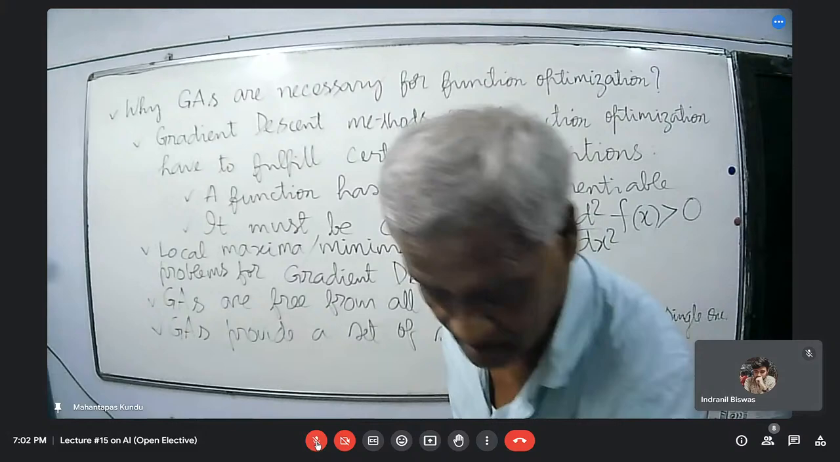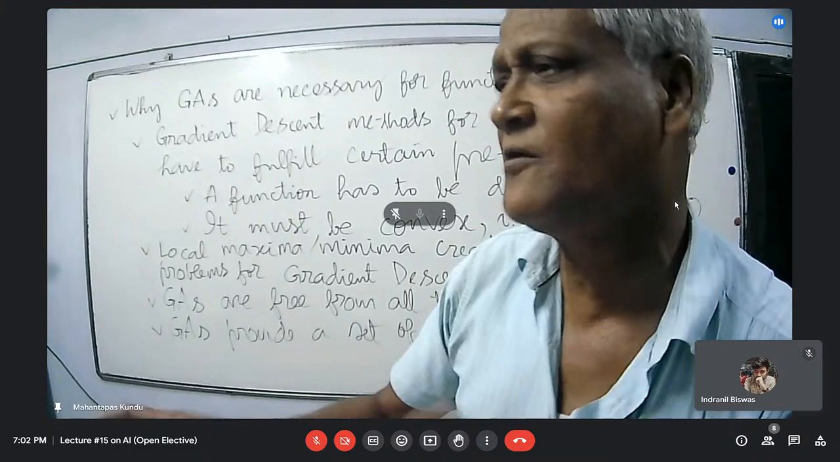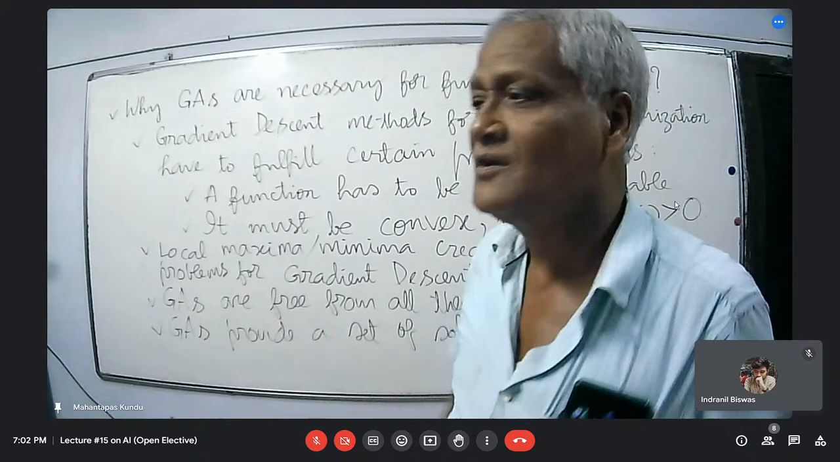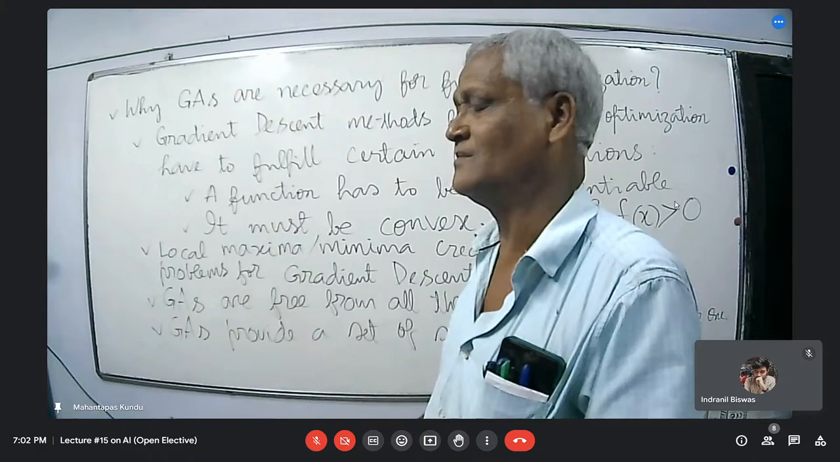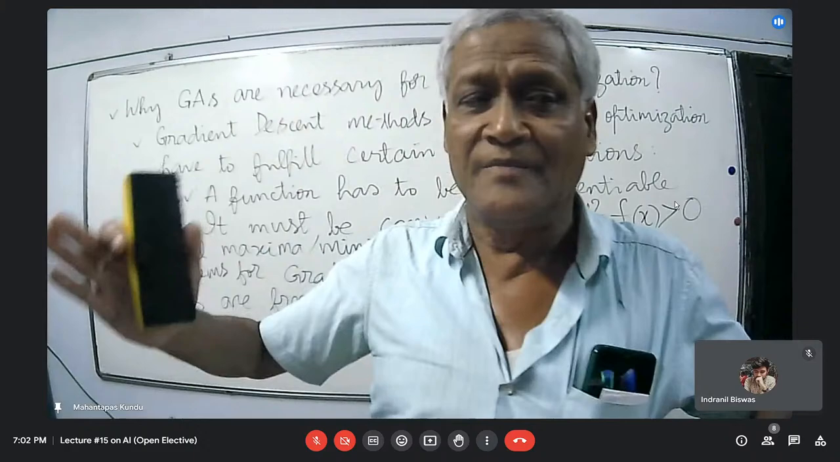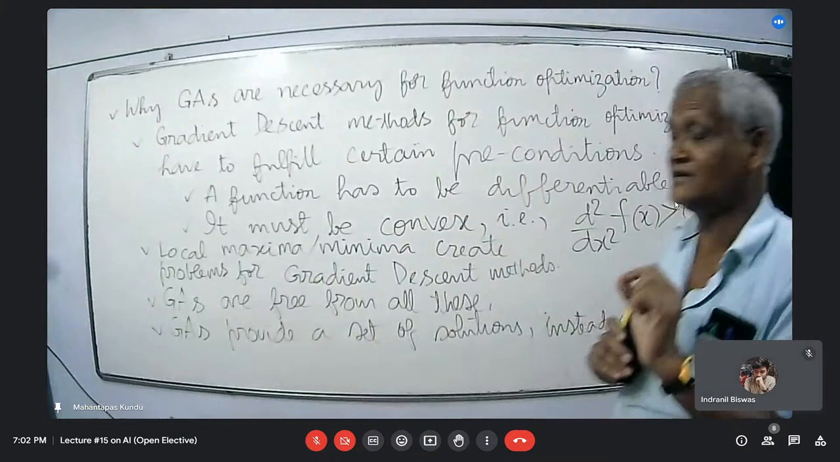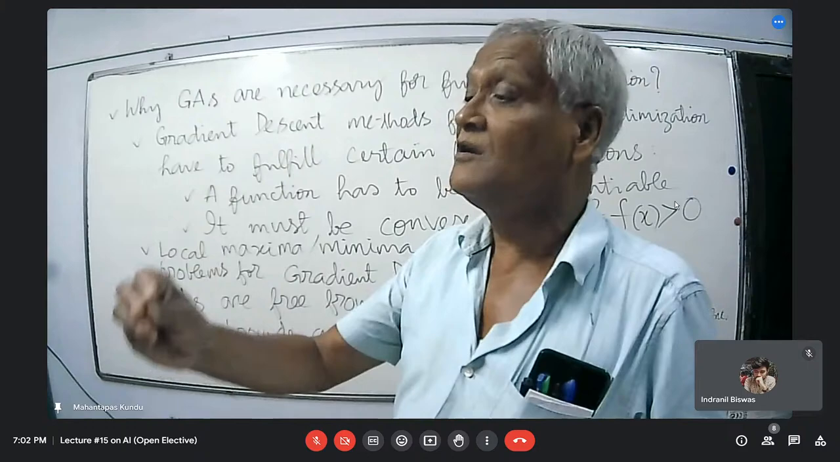So basically, it is free from mathematics. It basically applies intelligent tricks followed by nature to get good quality of solution, especially for function optimization problem. It is not a methodology like state space search, which is a general problem solving methodology. Its application is very much limited, and it is applied for function optimization.